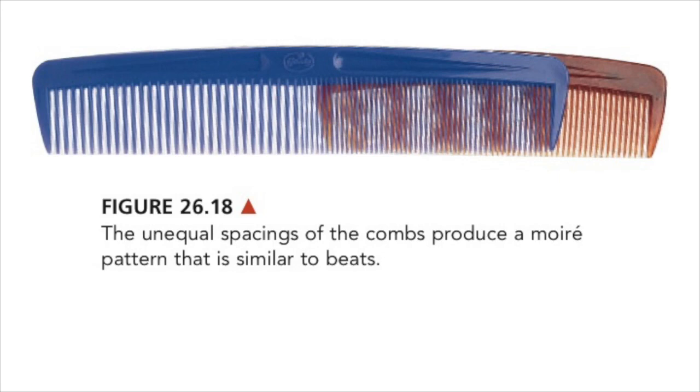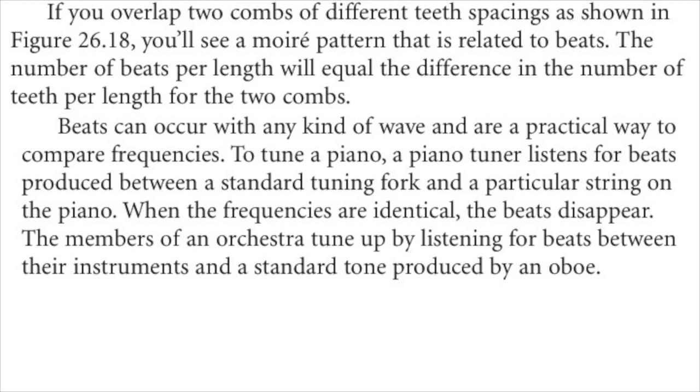If you overlap two combs of different teeth spacing as shown in figure 26.18, you'll see a moire pattern that is related to beats. The number of beats per length will equal the difference in the number of teeth per length for the two combs. Beats can occur with any kind of wave and are a practical way to compare frequencies. To tune a piano, a tuner listens for beats produced between a standard tuning fork and a particular string on the piano. When the frequencies are identical, the beats disappear. The members of an orchestra tune up by listening for beats between their instruments and a standard tone produced by an oboe.